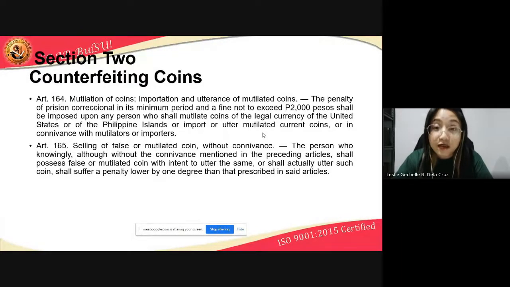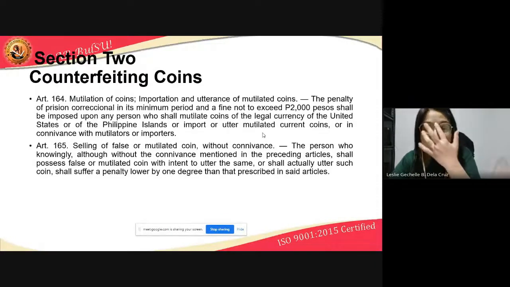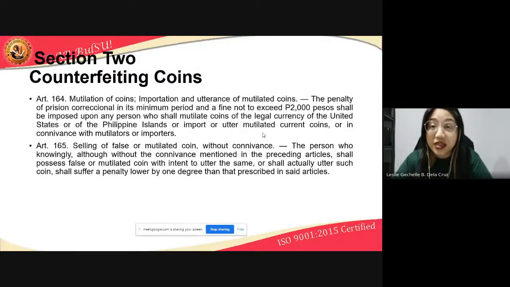Article 165, selling of false or mutilated coin without connivance. The person who knowingly, although without the connivance mentioned in the preceding articles, shall possess false or mutilated coin with intent to utter the same, or shall actually utter such coin, shall suffer a penalty lower by 1 degree than that prescribed in the said articles.